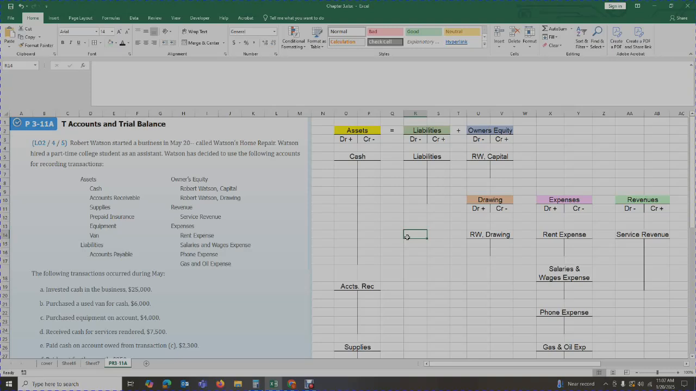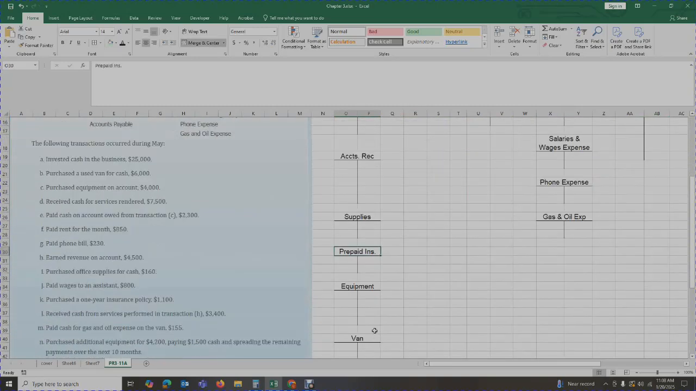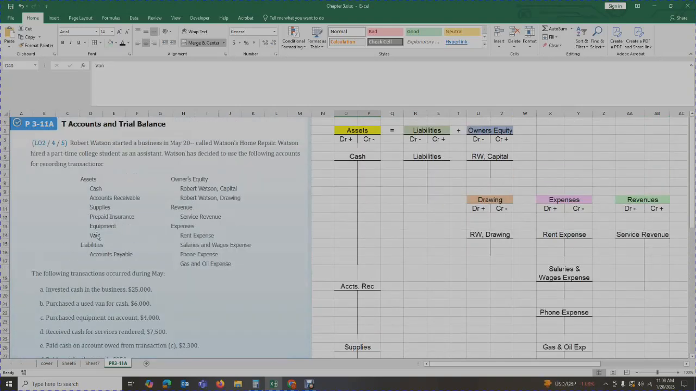It says Robert Watson started a business in May called Watson's Home Repair. Watson hired a part-time college student as an assistant. Watson has decided to use the following accounts for recording transactions. And we've got a list of accounts. Now, I've already created T accounts for all of these. Under assets, we have cash, accounts receivable, supplies, prepaid insurance, equipment, and van. These are all of the accounts given.